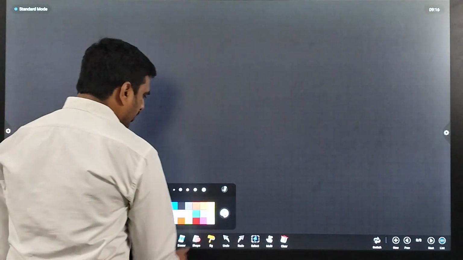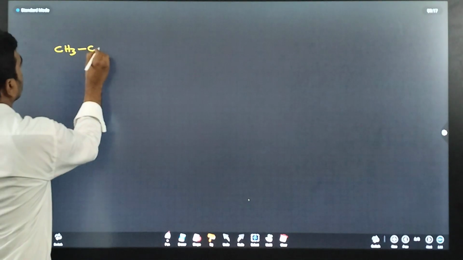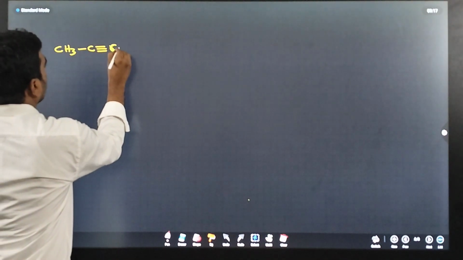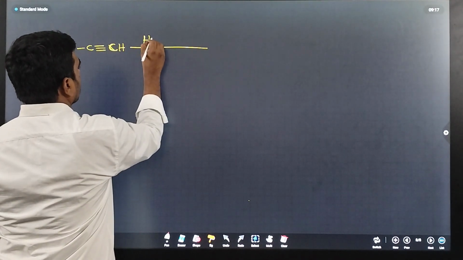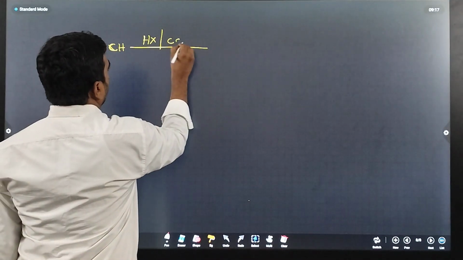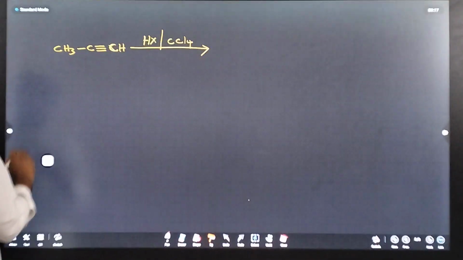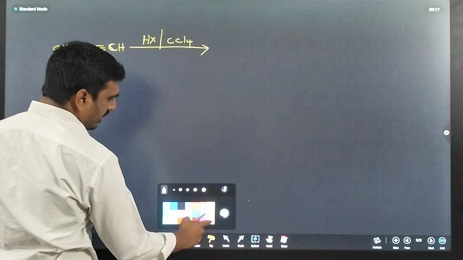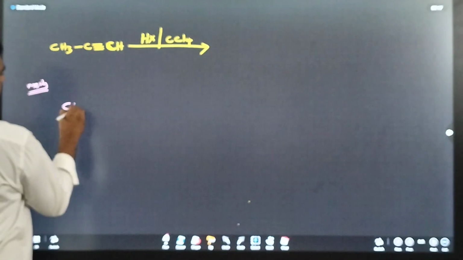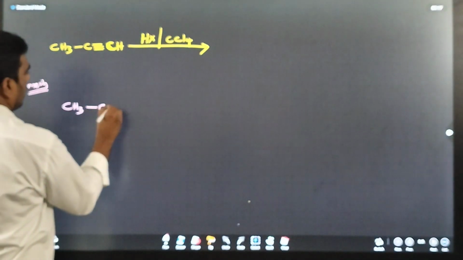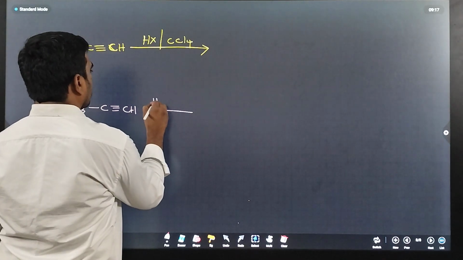Next I can take one more example, an unsymmetrical alkyne. Addition of HX in presence of CCl4. Which product is obtained? I can write the mechanism. CH3C triple bond CH, so this is propyne. Here HX.